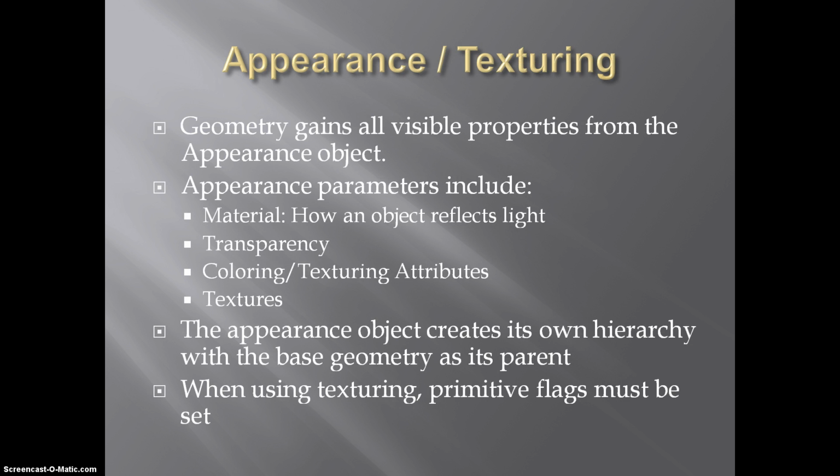Now a step up from the basic lighting is a more advanced system for rendering, and that's the appearance class. The appearance hierarchy is a child of the geometry in a scene. Therefore, each shape or model can have its own hierarchy of appearance to any level of complexity. There are 5 basic parameters to the appearance hierarchy, and they include material, which governs how an object reflects light, transparency, color and texture attributes, and the texturing itself. And as we'll see in one example, using textures on primitives requires flags to be set for texture coordinates and normals.